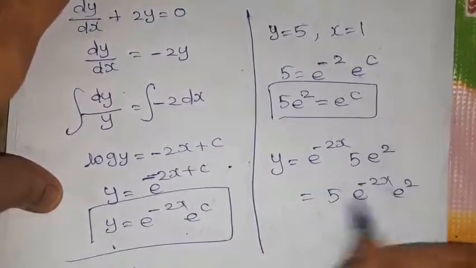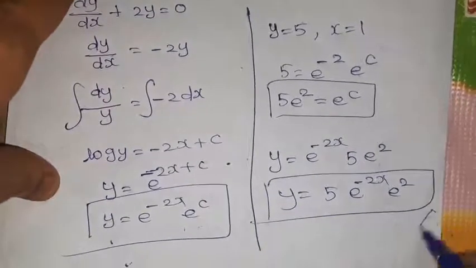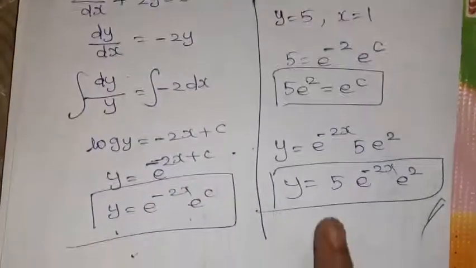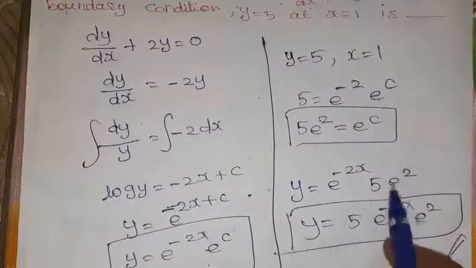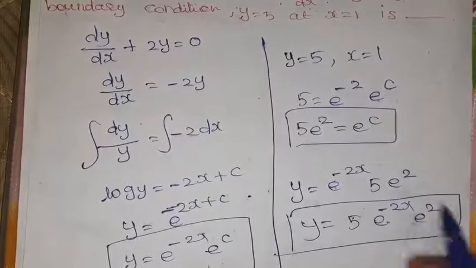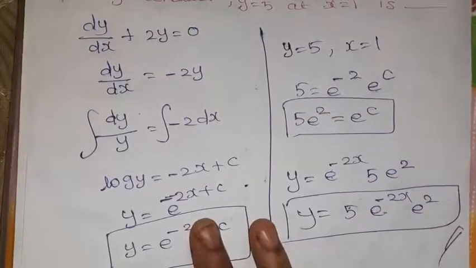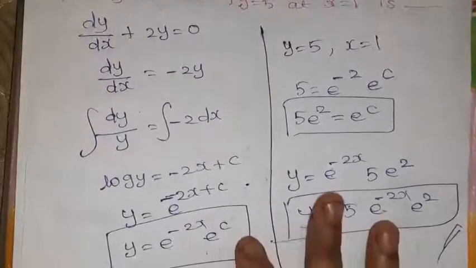According to the options given in the question, we can simplify. Okay, so this is the way to find out the solution. I am just rearranging: 5 into e power minus 2x into e squared, or we can write it as 5 e power 2 minus 2x also. Okay, then this is the solution for this type.